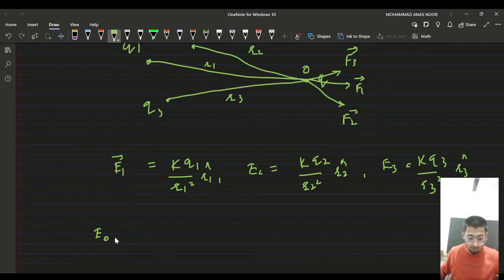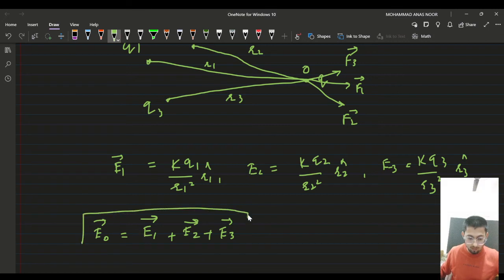Now find the electric field due to all of them at this point O. The electric field at point O due to all the charges would be the vector sum of all the fields. Remember, vector sum is not the magnitude sum. It is the vector sum of all the electric fields due to each charge that is present.